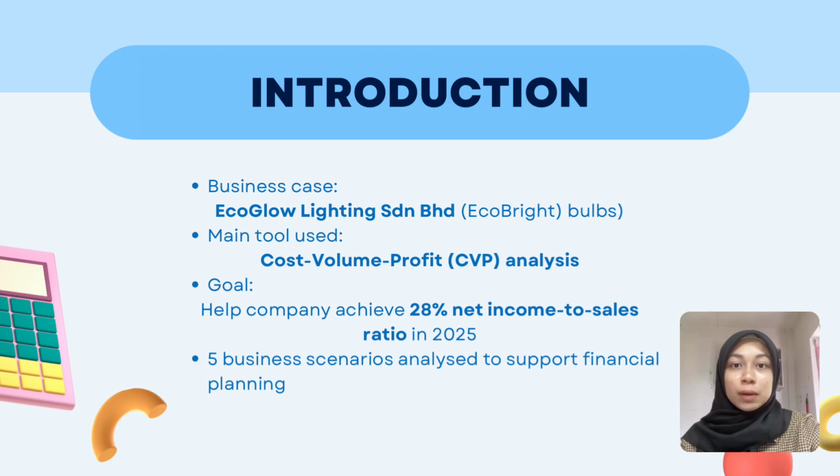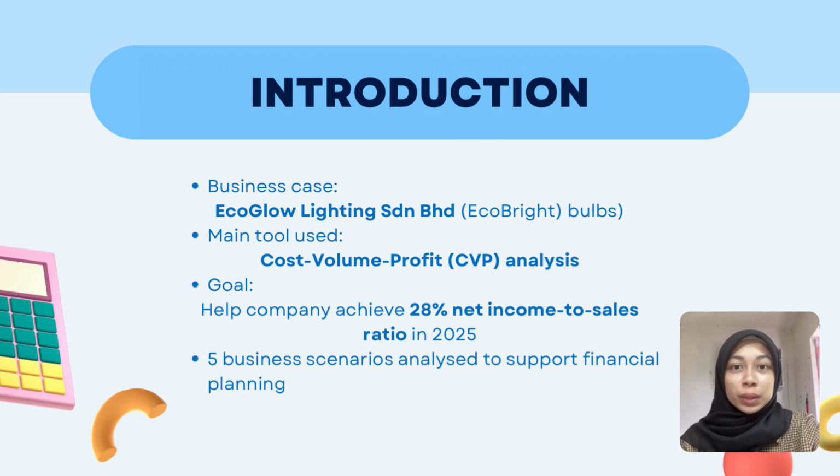For this assignment, our group was given a business case involving EcoGlow Lighting Sdn Bhd, a company that produces and sells eco-friendly LED bulbs called EcoBright. The purpose of this project is to apply cost volume profit CVP analysis to help the company make better financial decisions. In 2024, EcoGlow sold 50,000 units and earned a net operating income of 205,000 ringgit Malaysian. However, due to increasing competition and rising raw materials costs, the company has set a new goal for 2025, which is to achieve a 28% net income to sales ratio.